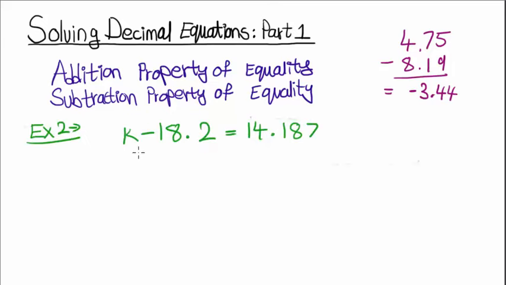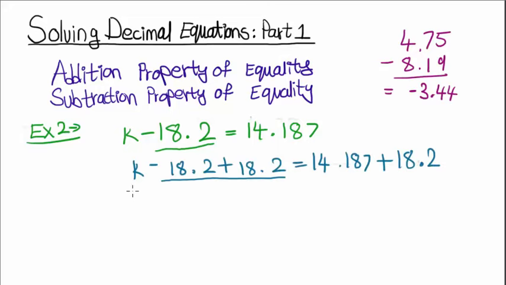Now in order to solve this equation over here, I refer back to the addition property of equality that tells me that if I add the same number to both sides of any equation, the equality will hold true and it will not be destroyed. So I need to perform the appropriate inverse operation over here that will get rid of this negative 18.2 term over here. That appropriate inverse operation is adding 18.2 to both sides of this equation.